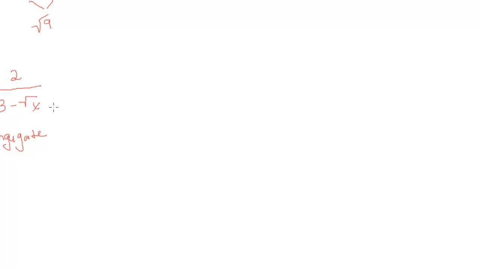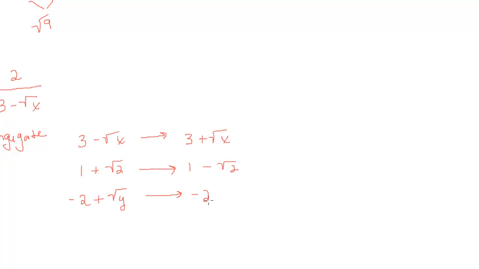So the conjugate of 3 minus root x is 3 plus root x. It's just changing the middle sign. If it's subtraction, it's changed to addition. Had it been addition, like let's say we had 1 plus root 2, the conjugate would be 1 minus root 2. So it's just that middle sign that changes. So for example, if I had negative 2 plus root y, the conjugate would be negative 2 minus root y.